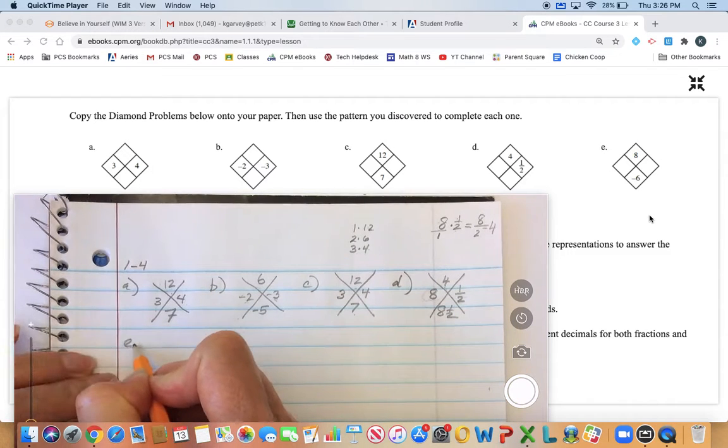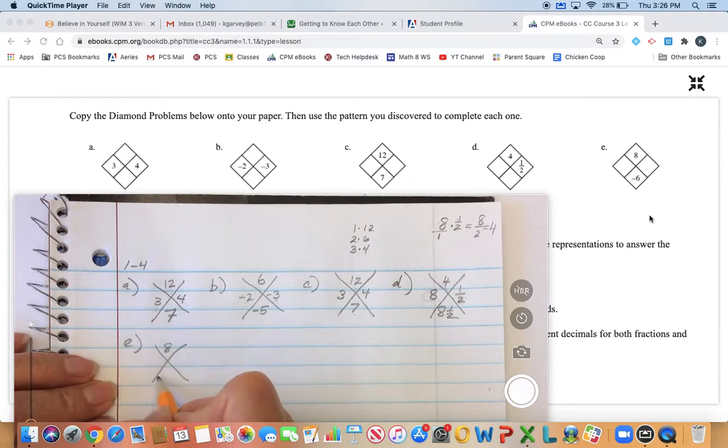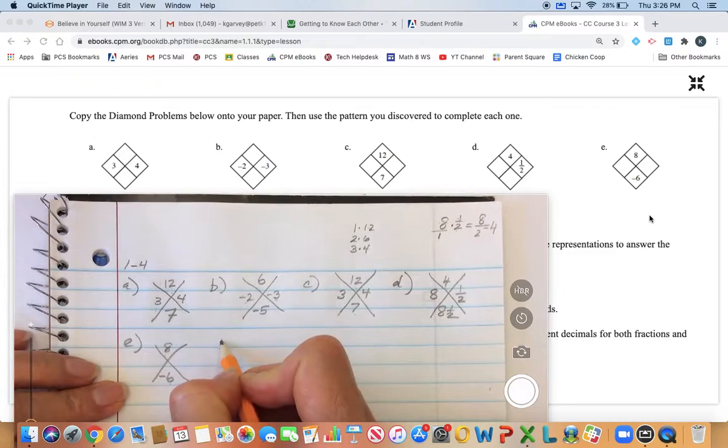All right, so the last problem is E over here. So I'll write E on my paper, put the crisscross, and put in 8 at the top and -6 down at the bottom. So what two numbers can we multiply together to get 8 that when we add them together we'll get -6? Well, let's start figuring out what number combinations we have.